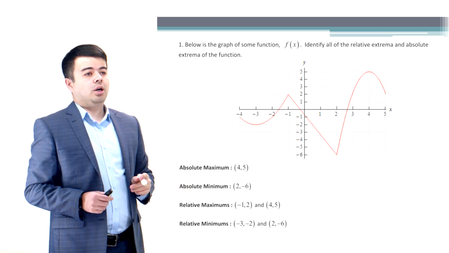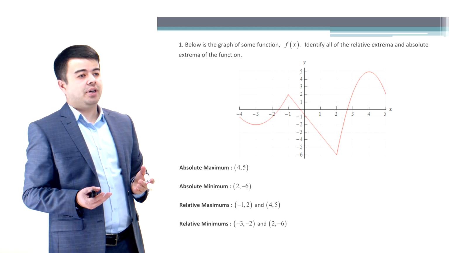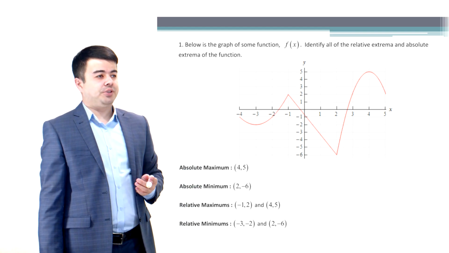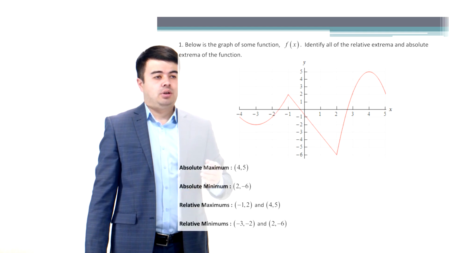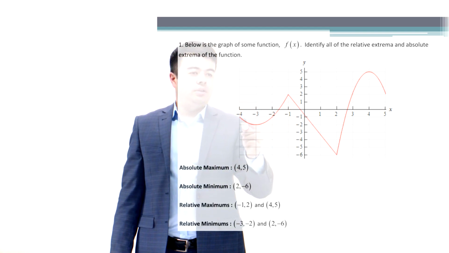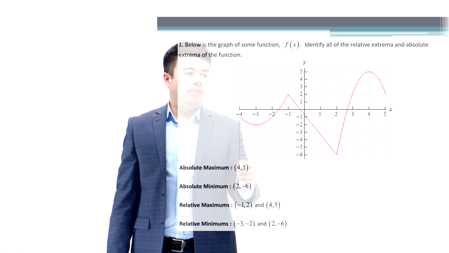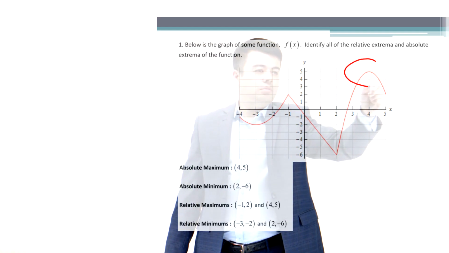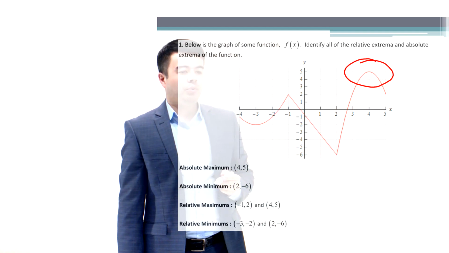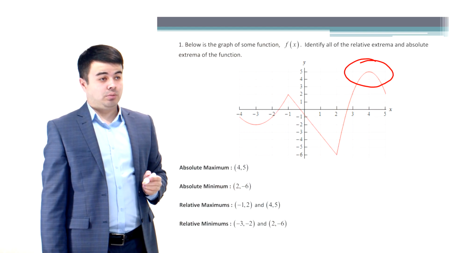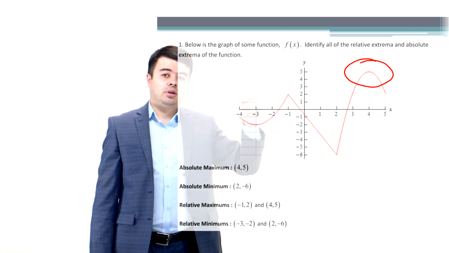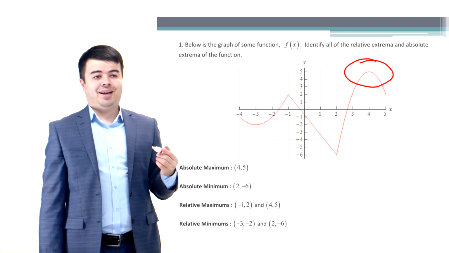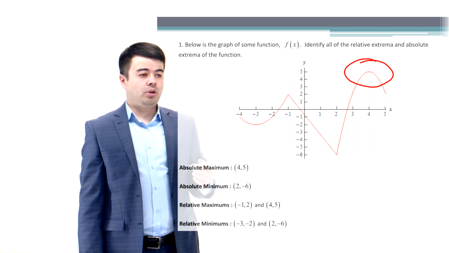Okay, now again consider the function f of x and identify all of the relative extrema and absolute extrema of the function. So here we have this point, for example, 4, 5. What is 4, 5? It is this one. So this point will be absolute maximum. Here it is the greatest value. It reached the greatest value at this point, so it will be absolute maximum. And absolute minimum will be here.